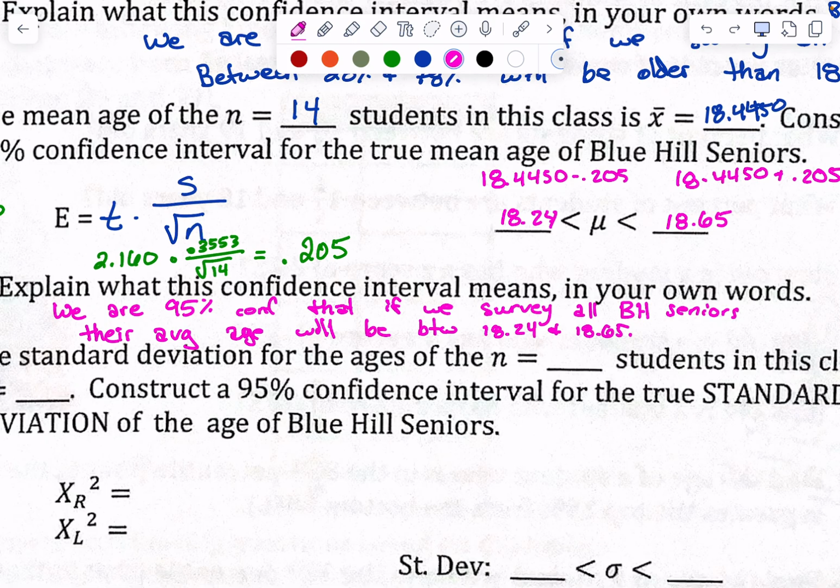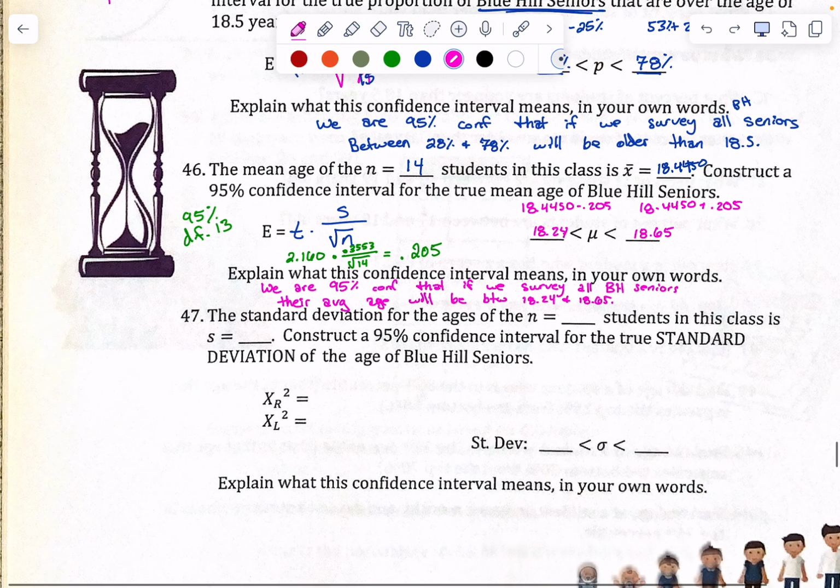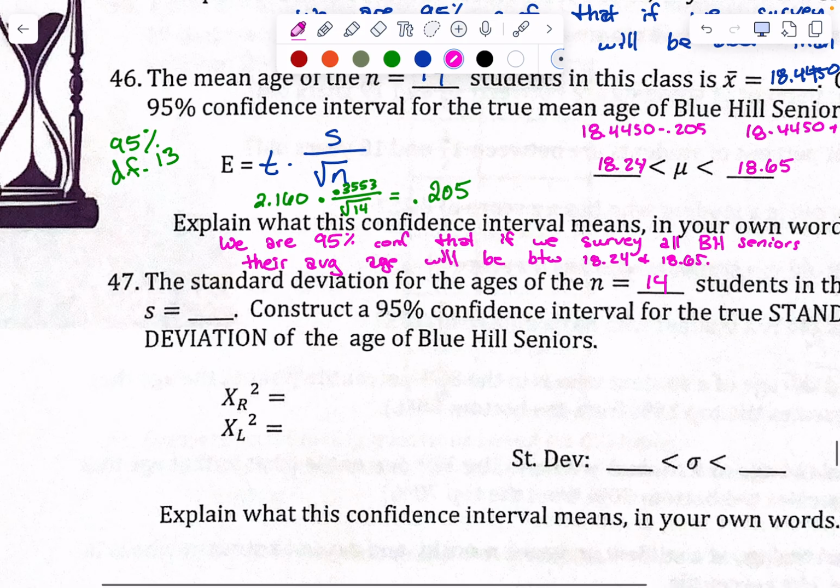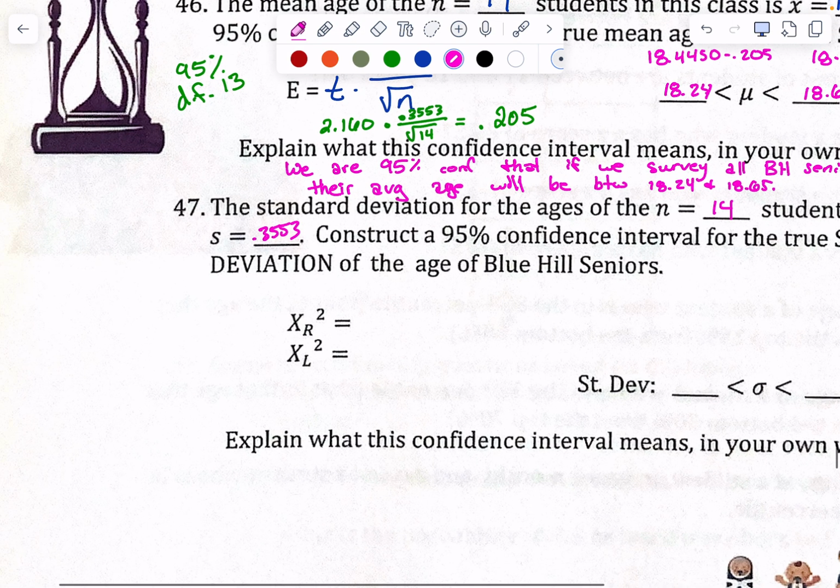Okay, all right, last one, standard deviation. Are we ready? Let's go with 14 students again. In this class, the standard deviation for their ages was 0.3553. Construct a 95% confidence interval. All right, which chart are we on? We are on the chi chart. 95% at how many degrees of freedom? 13.